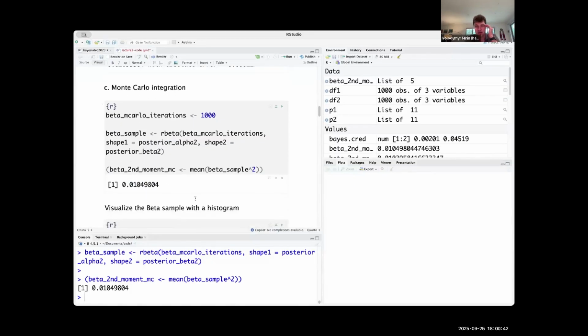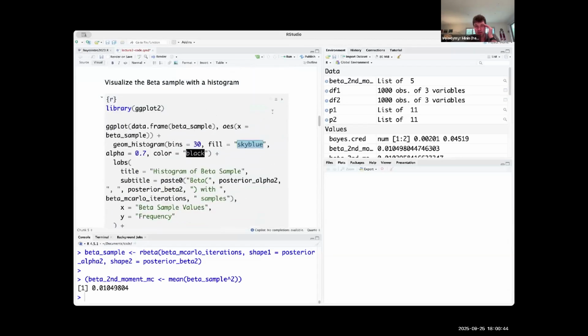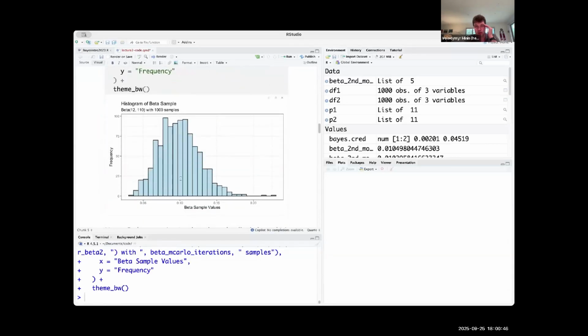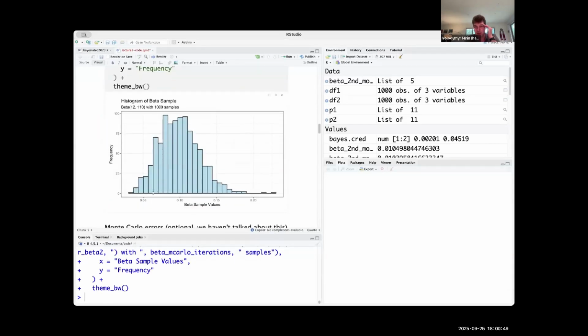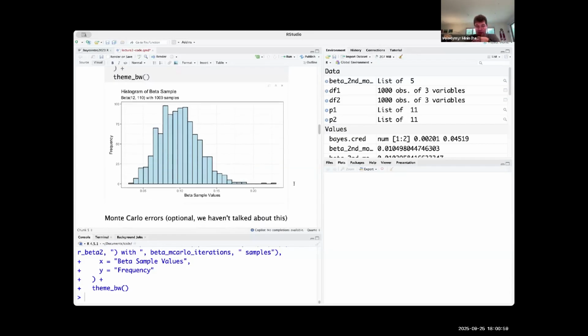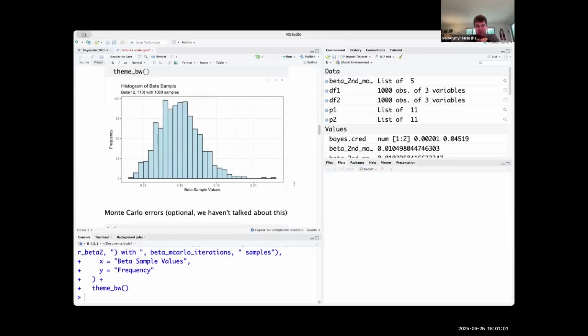It's an approximation. You can also visualize the samples that we drew. This is the beta distribution, along with the histogram of the samples we just drew. It should approximately follow the beta density that I showed in class, and you have the code for it.